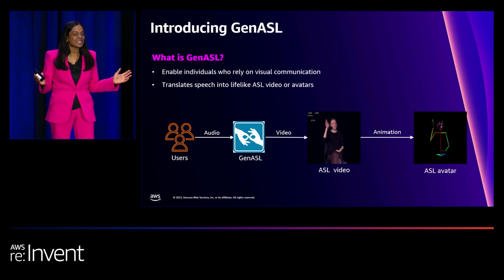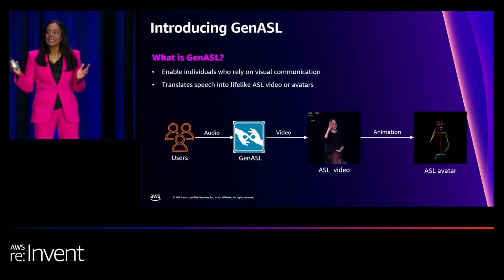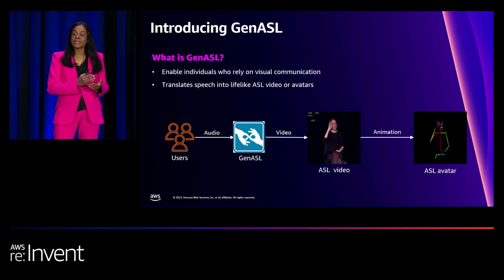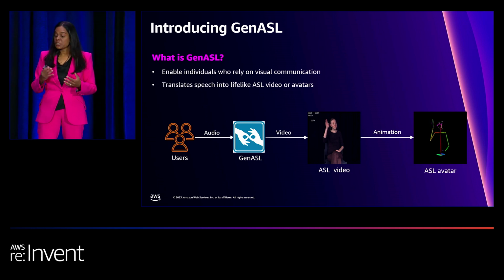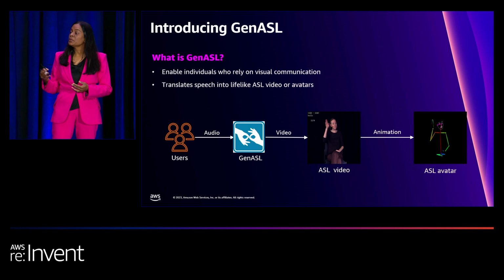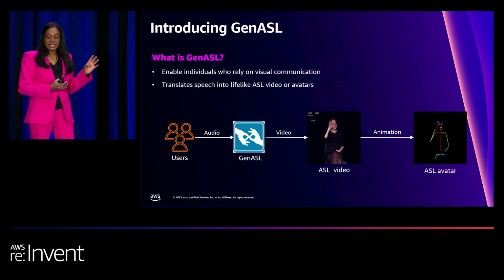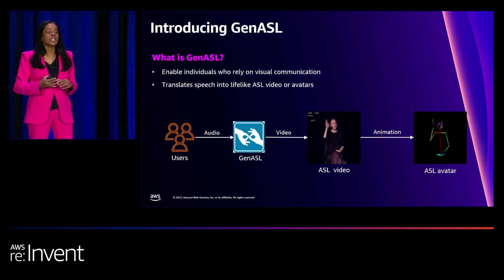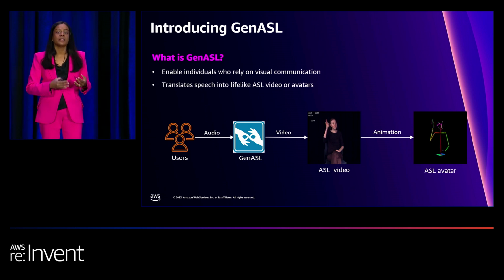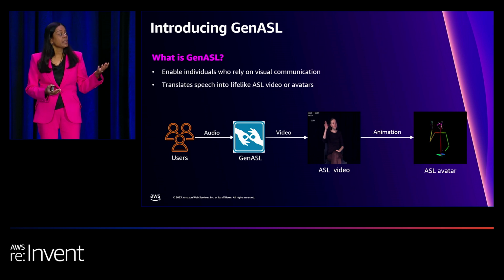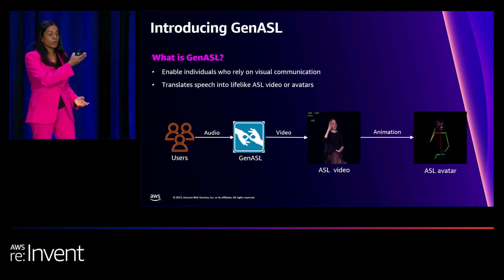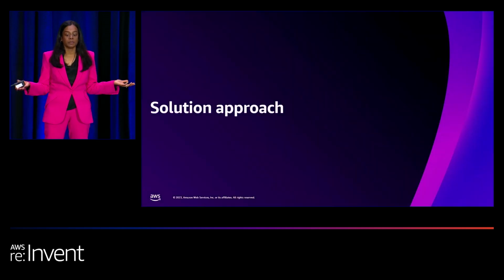So with that, I want to introduce you all the application that we built called Gen ASL. It utilizes AWS Cloud and AWS generative AI capabilities to enable individuals who rely on visual communication by translating speech or text into ASL animations or videos. So users can simply send an audio as an input, and the Gen ASL application will generate a human-like video, and also it's going to be generating an ASL avatar.